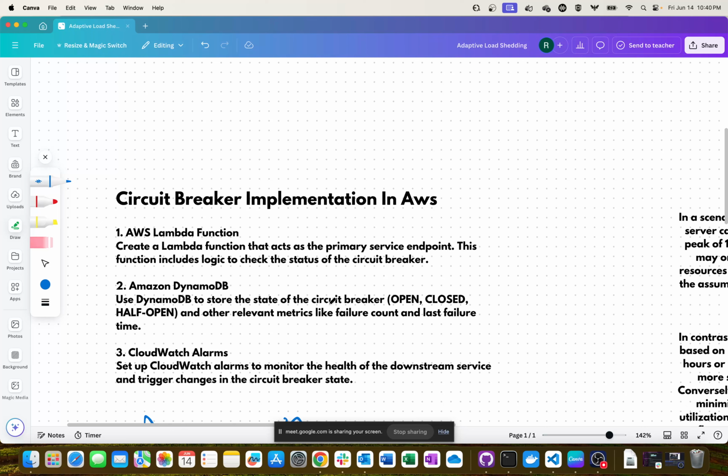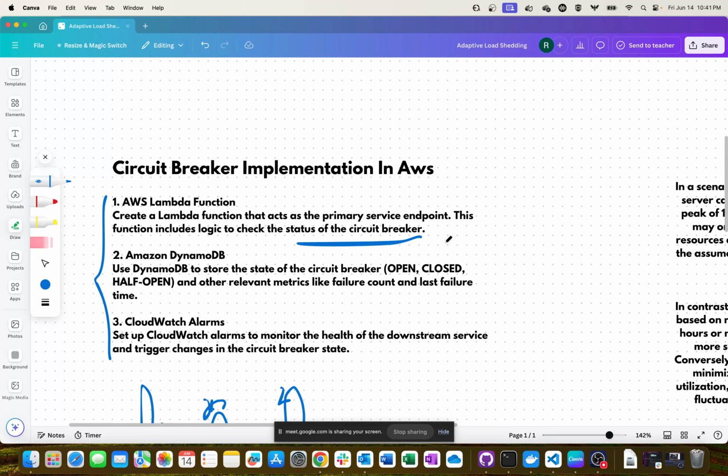So there's a lambda function, right? It continuously checks the status of the circuit breaker. So what is a circuit breaker? Basically it's a switch, right? It can be open, closed, or half open. If it's half open, then just one way communication happens. Let's just say a service is very overloaded right now. When a circuit breaker is half open, you can hit a service but you cannot do retries or something like that, right?